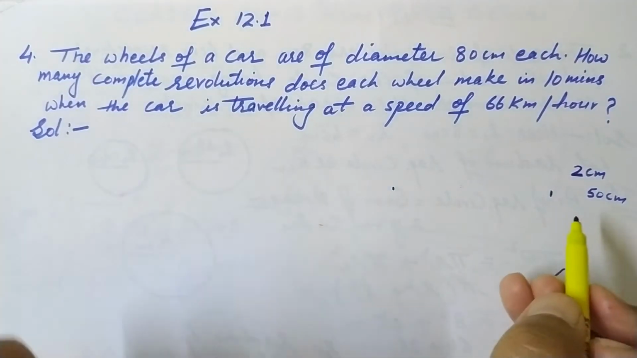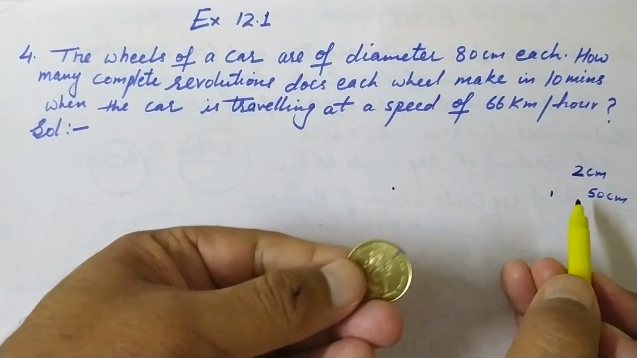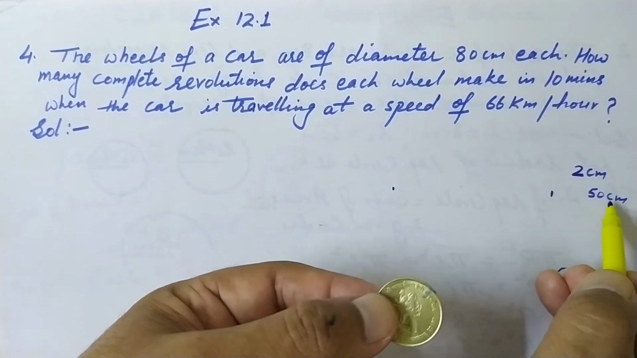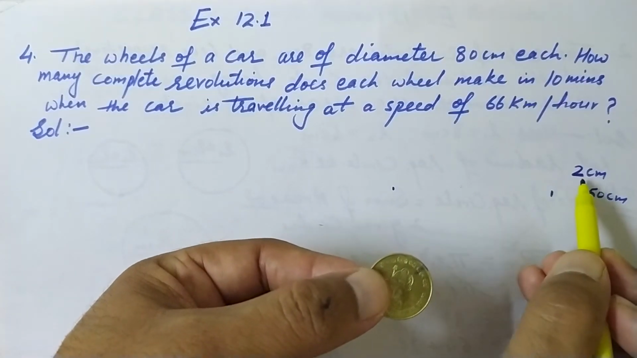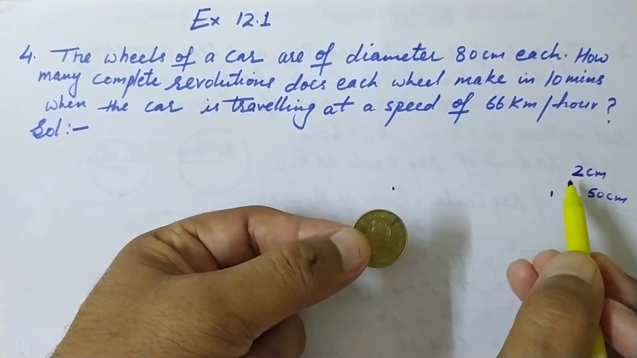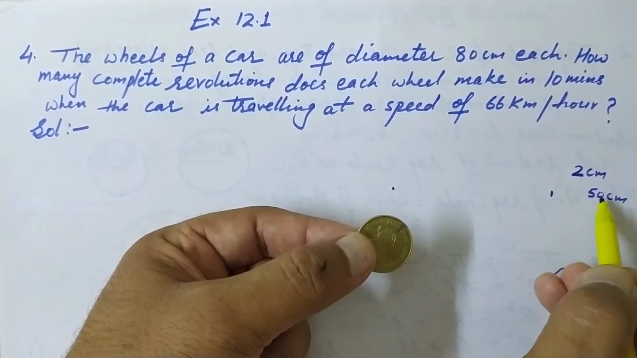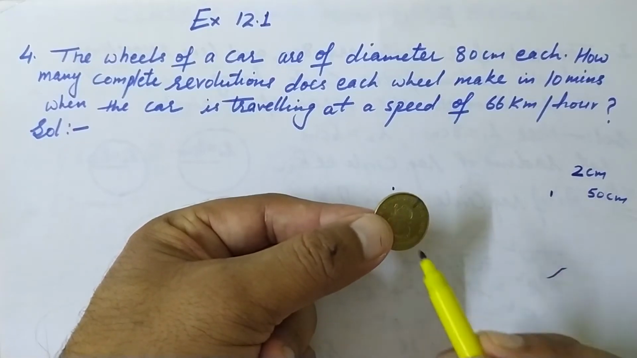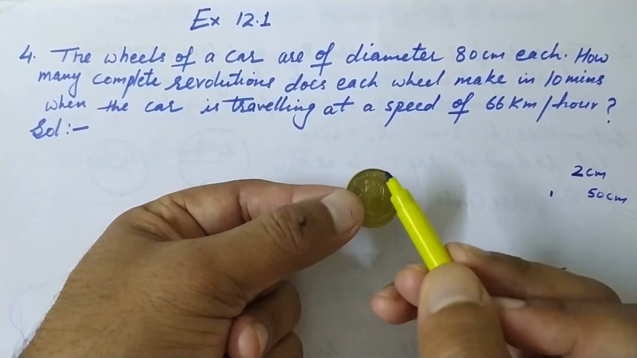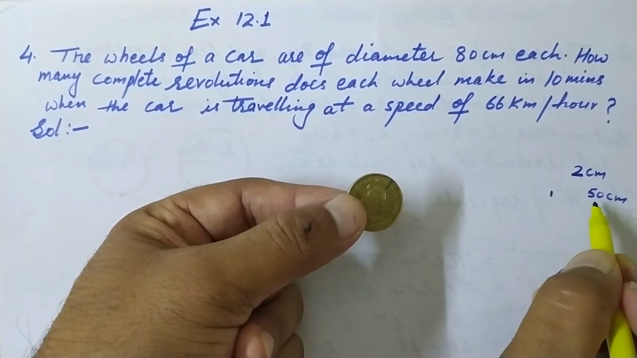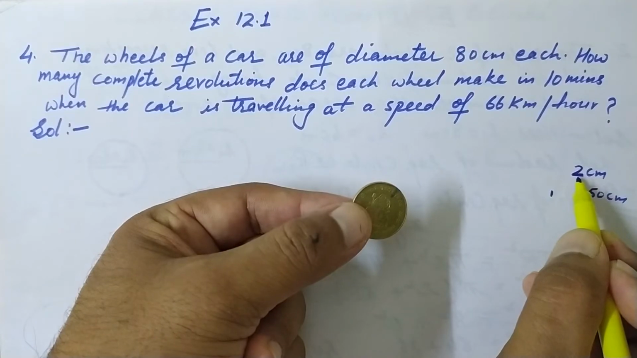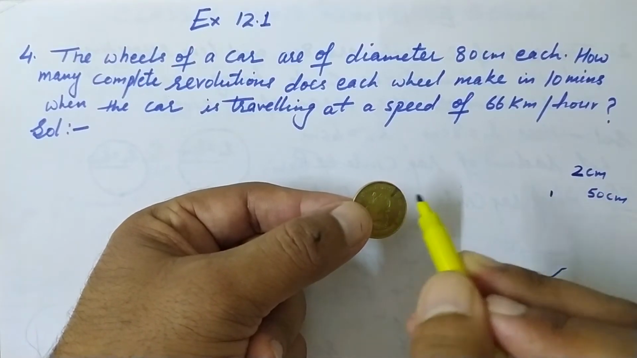So how many revolutions does it have to make? It has to take how many revolutions to travel 50 centimeter if it is traveling 2 centimeter in one revolution? Means its 2 pi r is 2 centimeter. What do you do in that case? You will divide 50 by 2. It means it has to make 25 revolutions. So to find the revolutions, you have divided the total distance traveled by 2 pi r, that is 2 centimeter for this supposed case.